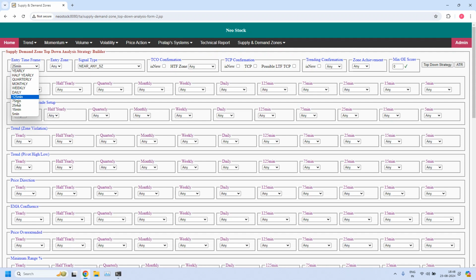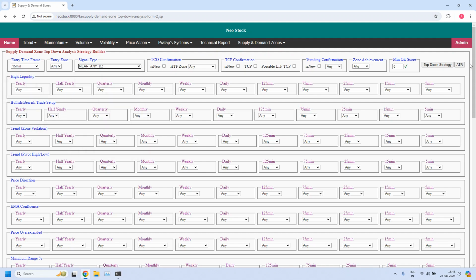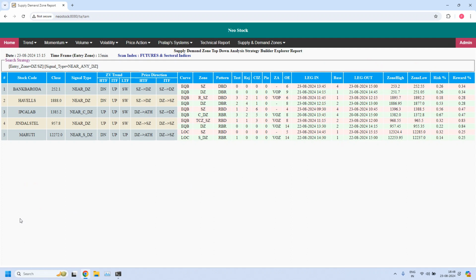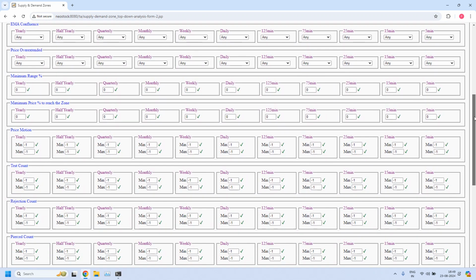The next time frame is 15 minutes. Let us find the stocks near 15 minutes demand zone. So 5 stocks are filtered which are near to the 15 minutes demand zone. Let us identify if any of these 15-minute zones have confluence with ITF time frame, that is 75 minutes time frame. So we need to look for 15 minutes and 75 minutes demand zone confluence.